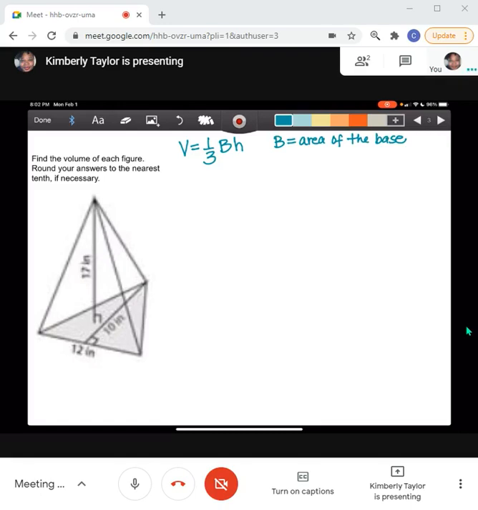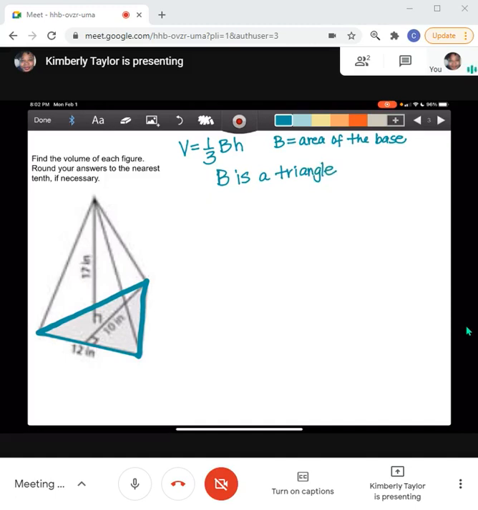So, looking at this base, let me make my ink a little thicker. I'm going to highlight this picture here. A little bit thicker. Here we go. So the base is this particular portion here. We're going to focus on that first. The base is a triangle. So my base, my capital B, is a triangle.